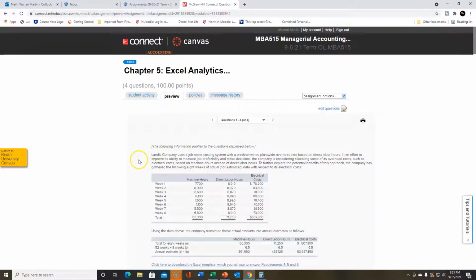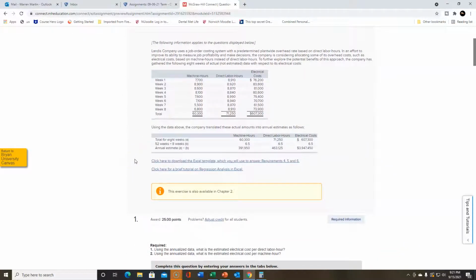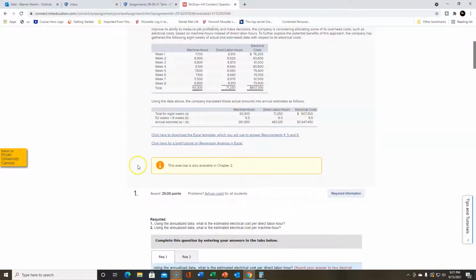All right, so here is the information. With the video here, you can pause the video and read through and look at what we're looking at. Here you got the chapter 5 assignment. You got the information here: machine hours, direct labor, electrical cost. And the first question here is, using the above data, you're going to calculate the electrical cost.